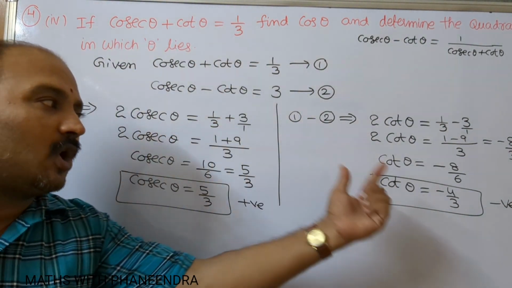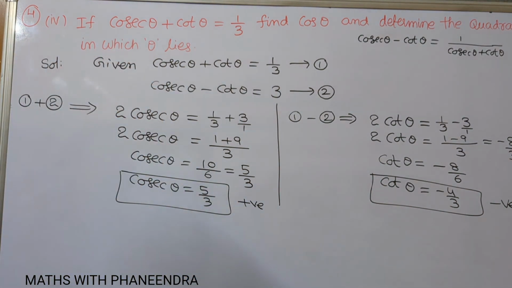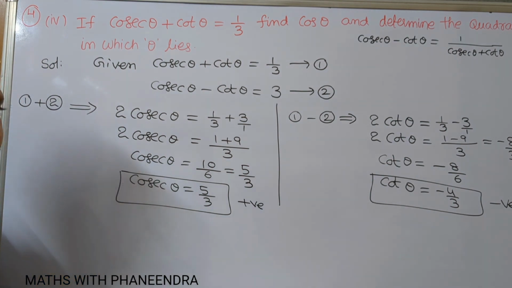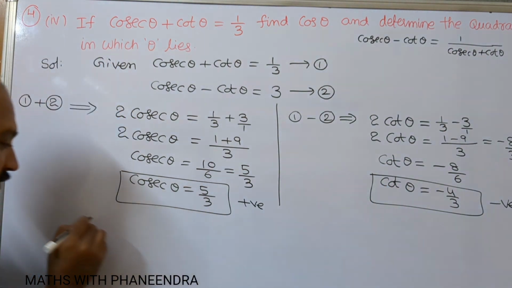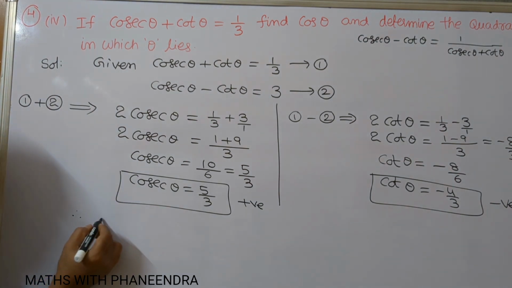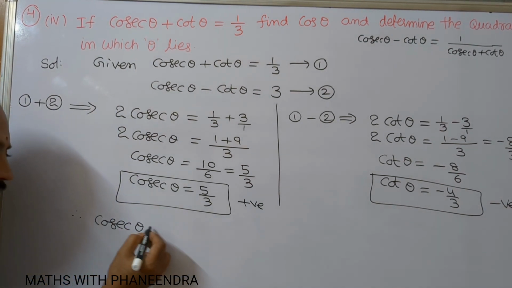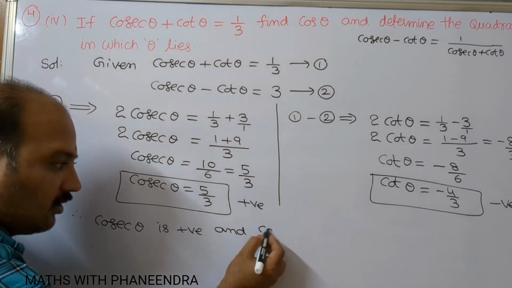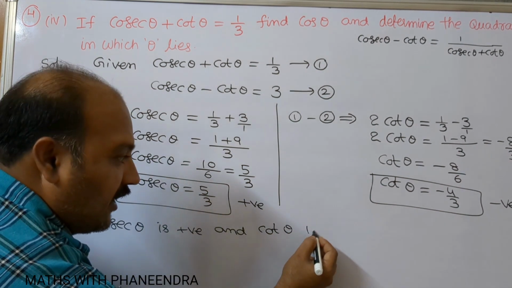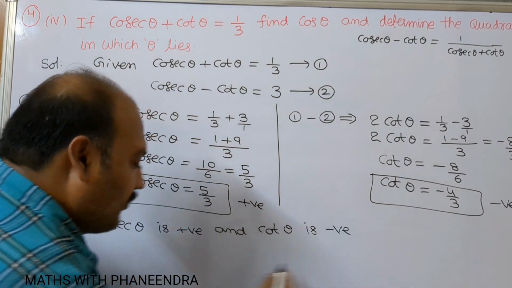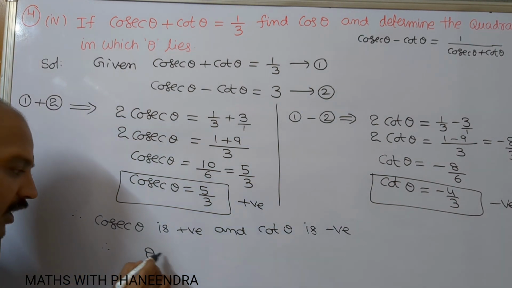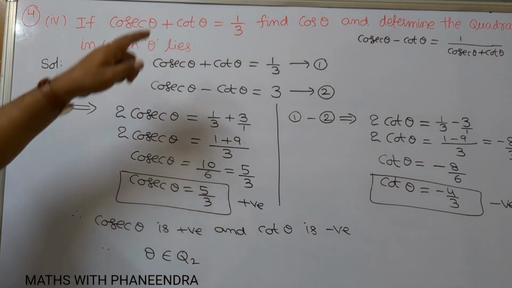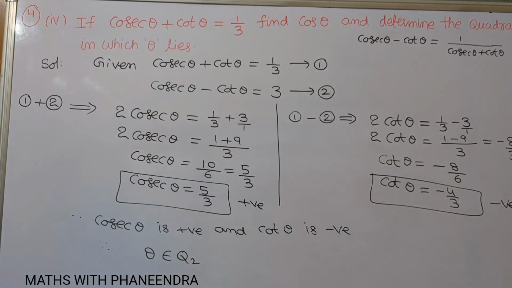Cosecant theta positive, cot theta negative: in which quadrant is it possible? Cosecant theta is positive in the second quadrant, and cot theta is negative there, obviously. Therefore, the conclusion here: cosecant theta is positive and cot theta is negative. Therefore, theta belongs to Q2. In Q2, they are asking us to find cos theta.